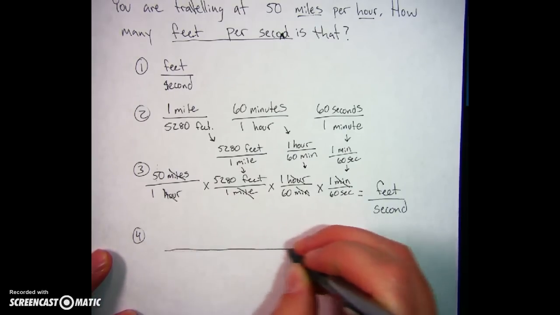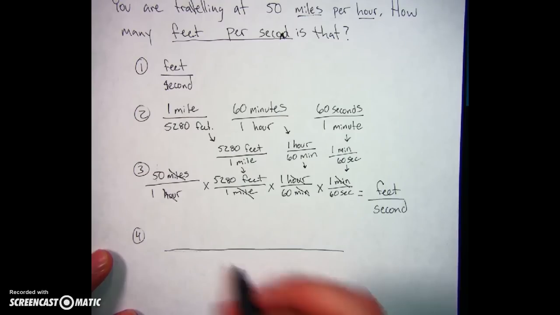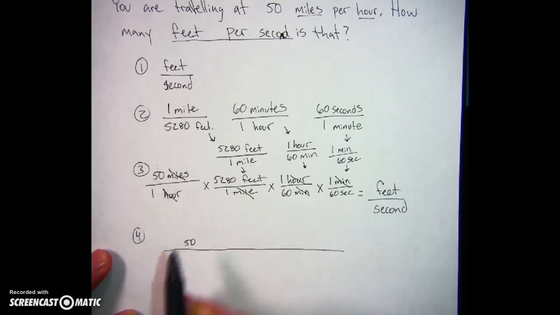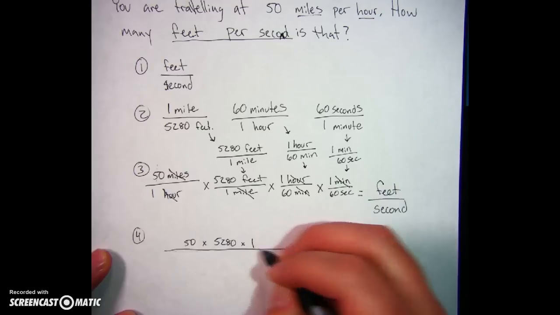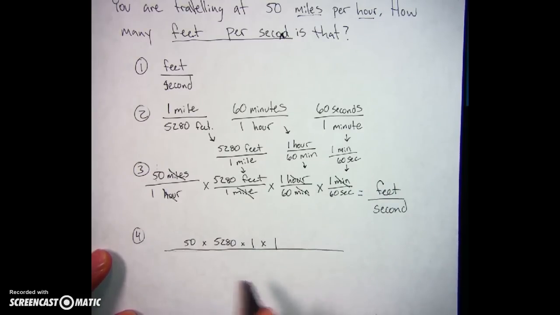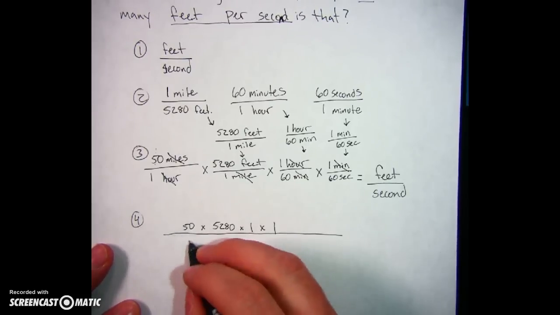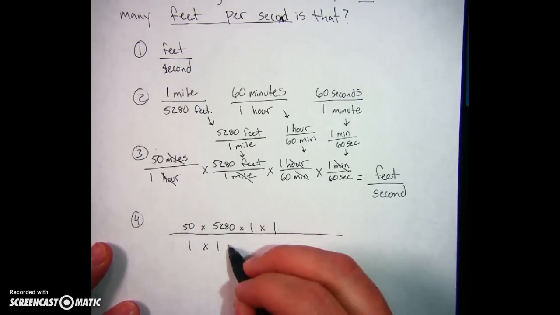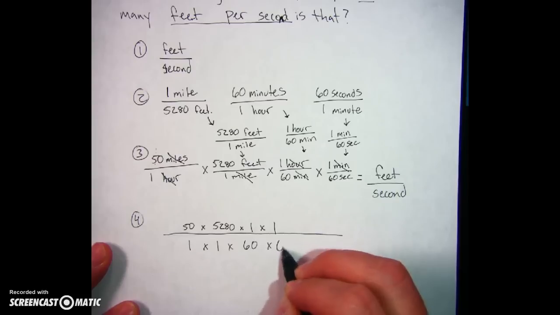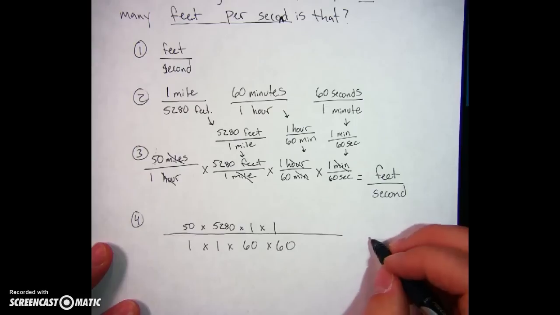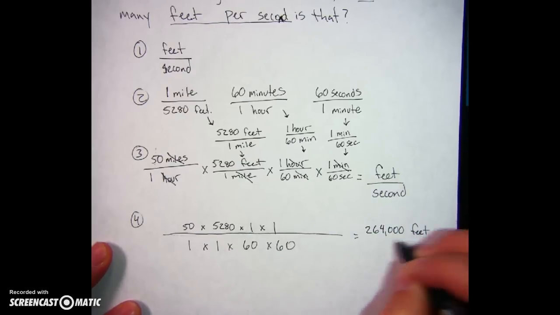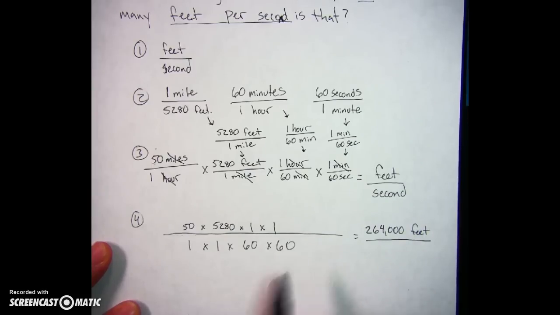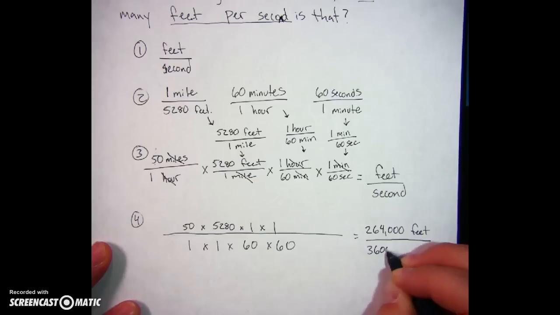All of the items on the top need to be multiplied together, and then all of the items on the bottom. So starting on the left, we had 50 times 5,280 times 1 times 1. Those are all the items across the top. For the bottom, we have 1 times 1 times 60 and 60 again. All right, when I multiply across the top, get out my calculator, figure that out, it comes out to 264,000, and our unit was feet. And the bottom is 1 times 1 times 60 times 60. That comes out to 3,600 seconds.